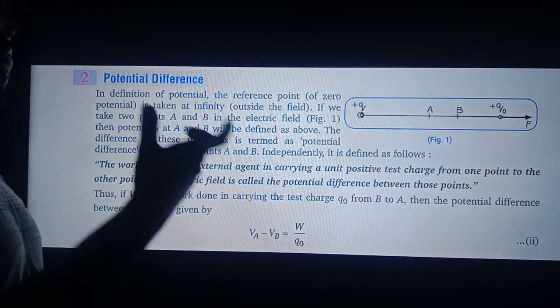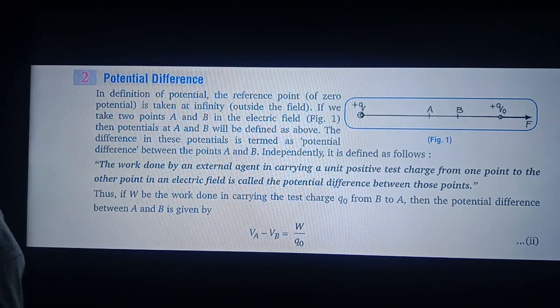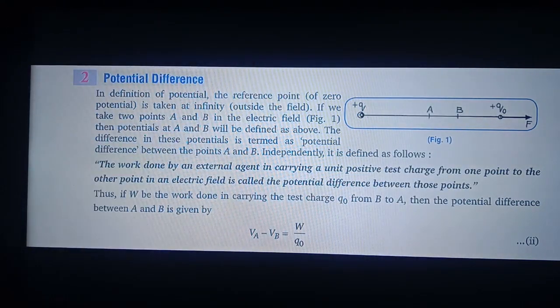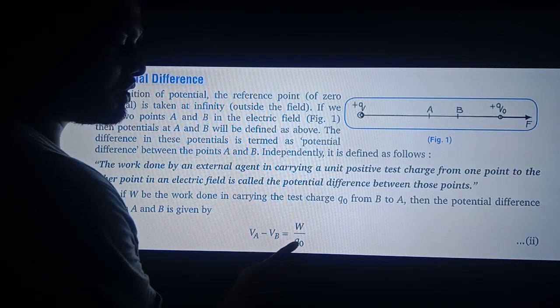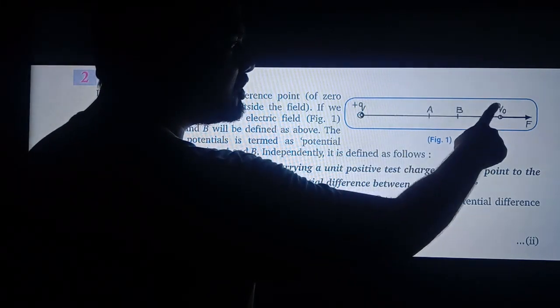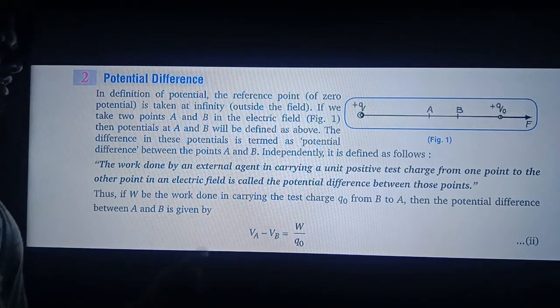So what is the potential difference? The amount of work done in bringing a unit positive test charge between those two points is known as potential difference. So VA minus VB is equal to W upon Q naught. What is W? W is the work done in bringing the charge Q naught from A to B or B to A. So this is potential difference.